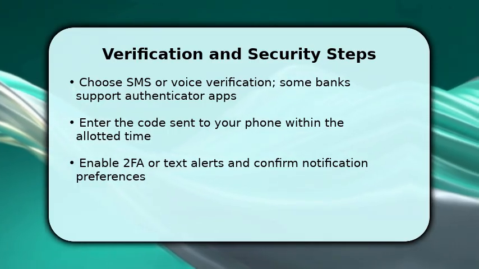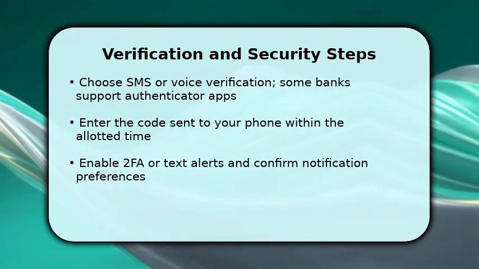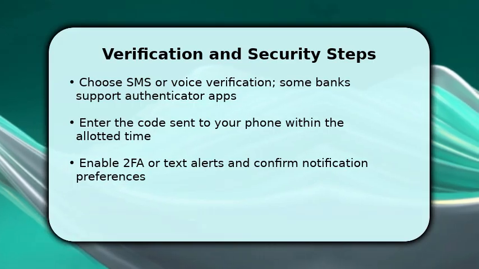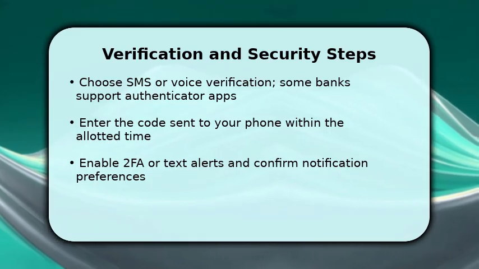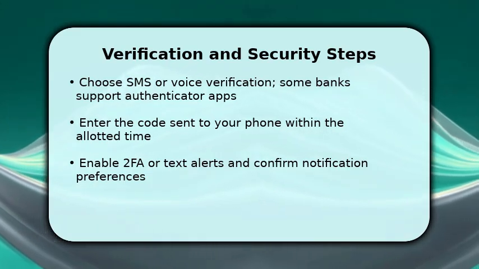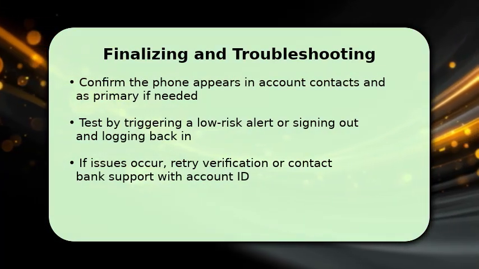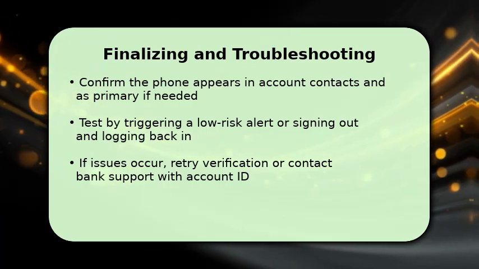After verification, enable two-factor authentication or text alerts for transactions and logins to tie security to that number. Make sure to review notification preferences so critical alerts use that contact. This prevents missed fraud notices. Finish by confirming the phone now appears in your account contacts and setting it as primary if required. Once done, trigger a harmless alert or sign out and back in to test.